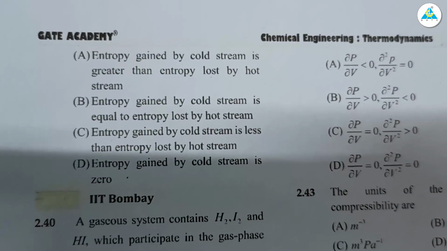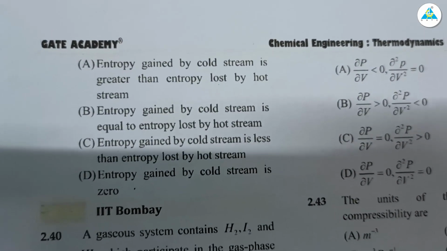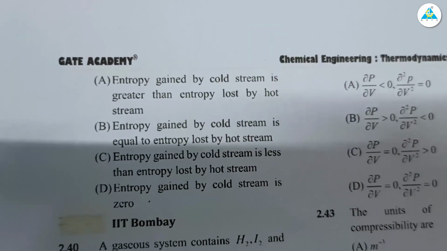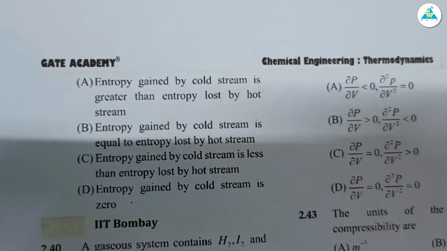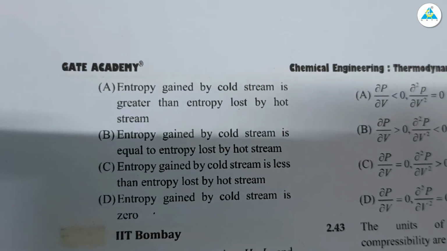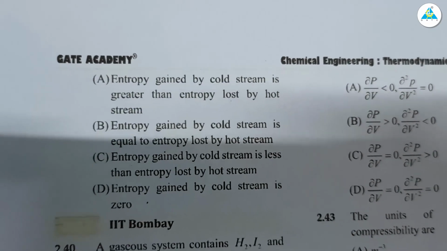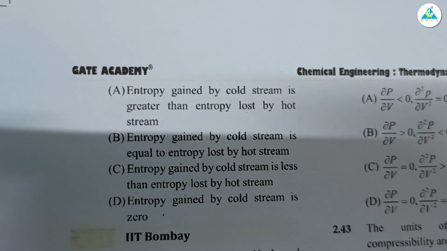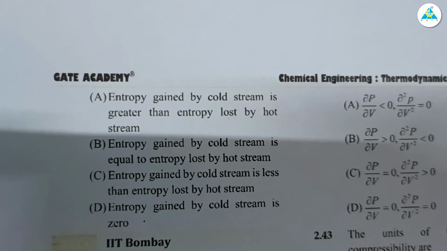That is, option A: entropy gained by the cold stream is greater than entropy lost by the hot stream. Okay, now entropy gained by the cold stream is equal to entropy lost by the hot stream. Entropy gained by the cold stream is less than entropy lost by the hot stream. Entropy gained by the cold stream is 0. So which one will be correct?